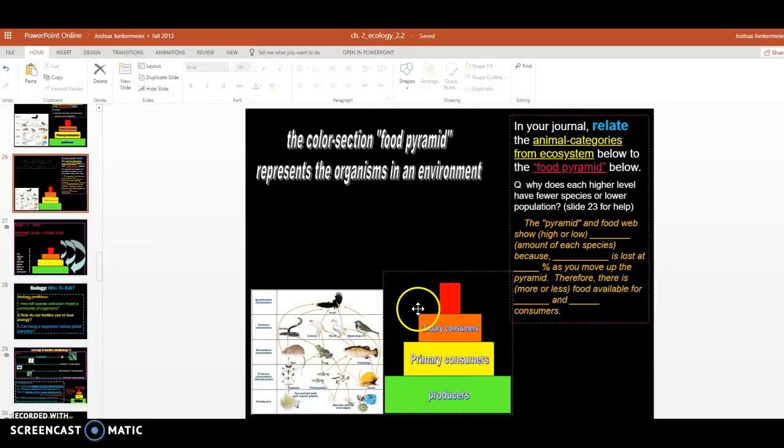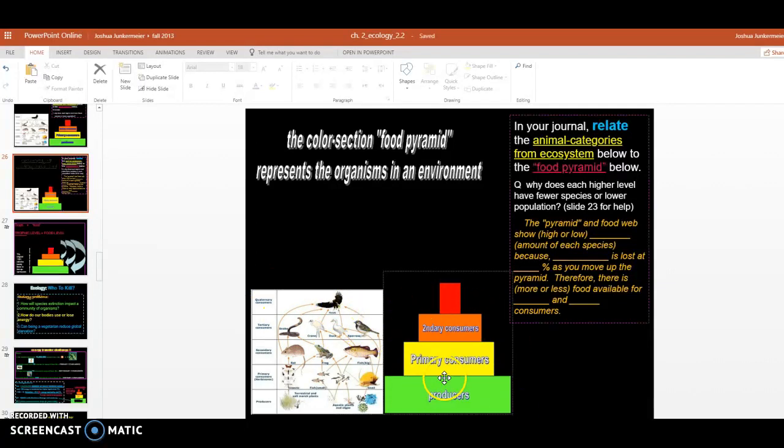And then up above in another smaller box is the secondary consumers. The secondary consumers are carnivores. Secondary consumers eat or consume primary consumers. And then you have top level consumers here. We call them tertiary, like you see up in this graphic here.